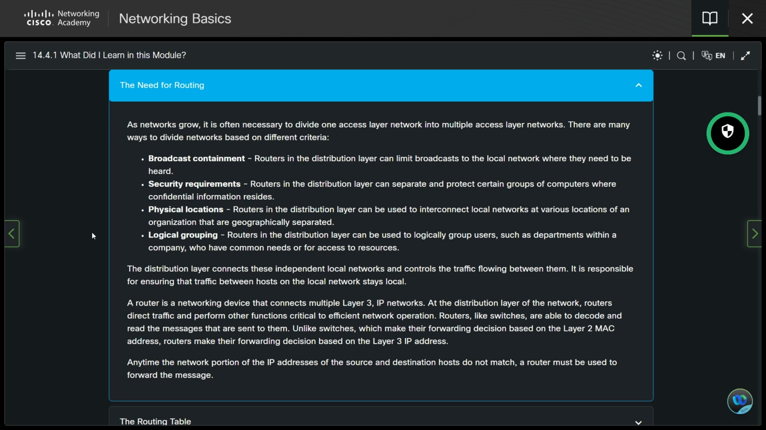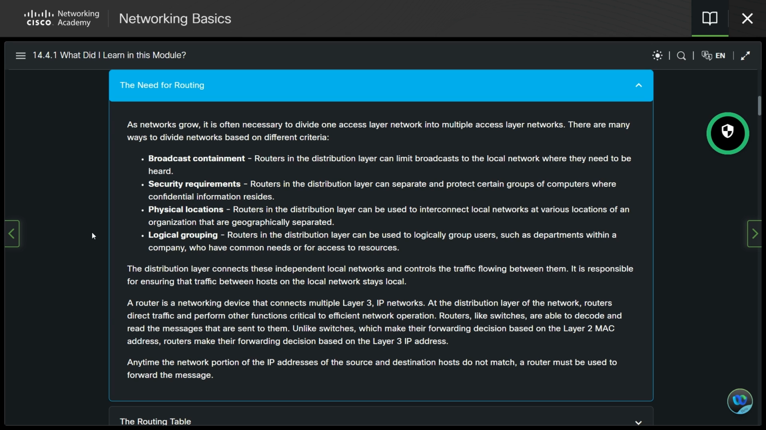The distribution layer connects these independent local networks and controls the traffic flowing between them. It's responsible for ensuring the traffic between hosts on the local network stays local. A router is a networking device that connects multiple layer 3 IP networks at the distribution layer of the network. Routers direct traffic and perform other functions critical to efficient network operation.